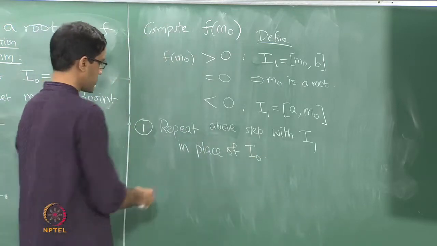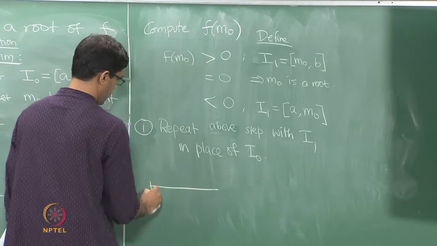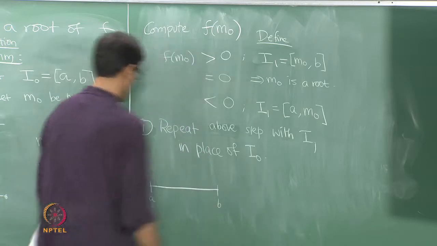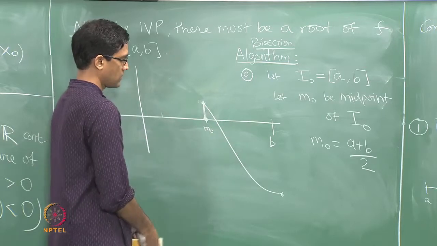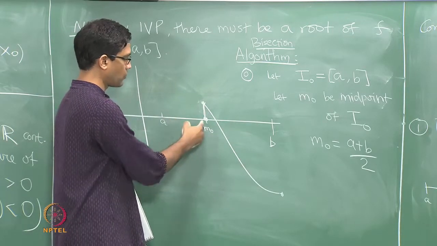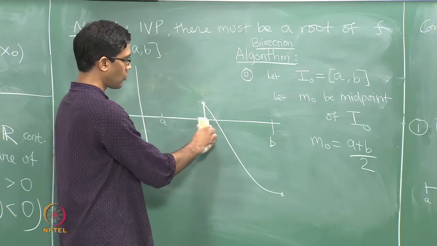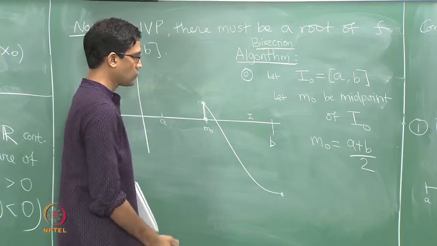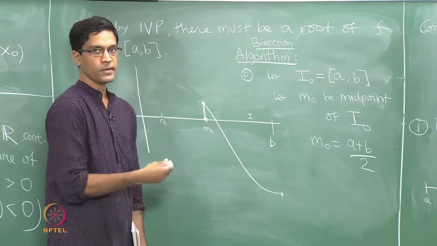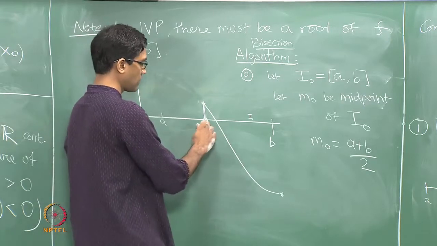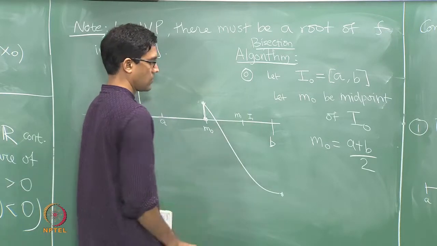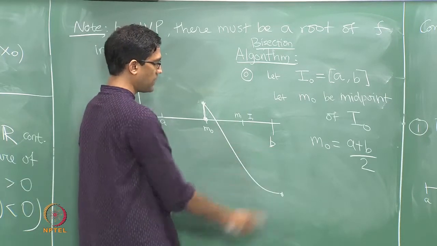Okay, what does that mean? Let us just think of it once. So I had I0 between A and B, and I have I1, so I will do it in this figure right here. I had I0 to start with, and I computed the value of f at the midpoint and took only the right half of the interval as I1. So here is my interval I1, and now I do the same thing. I take the midpoint of this interval. What's its midpoint? It's something called m1, which is m0 plus b divided by 2.